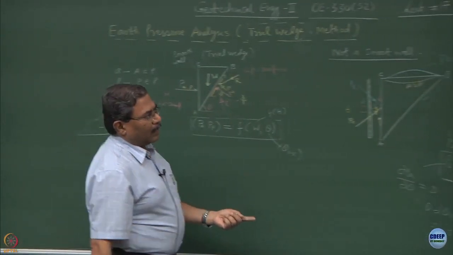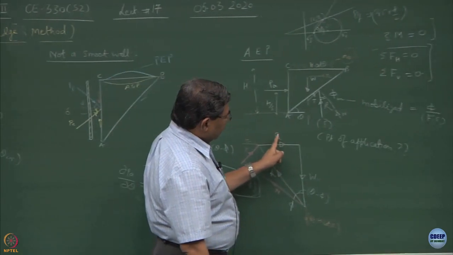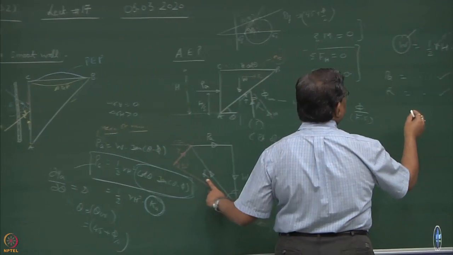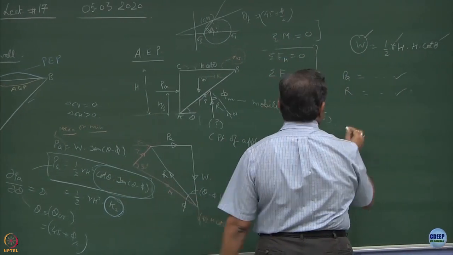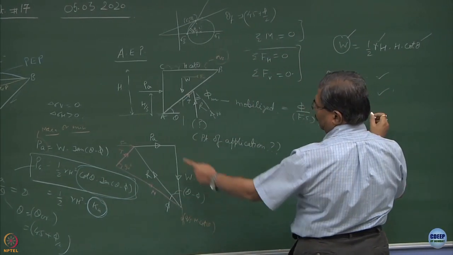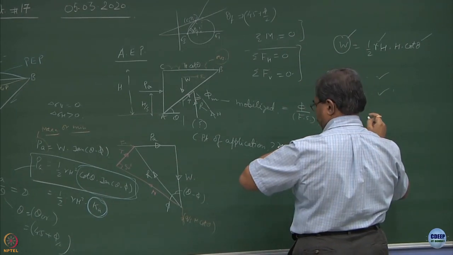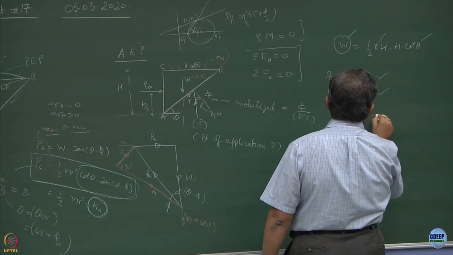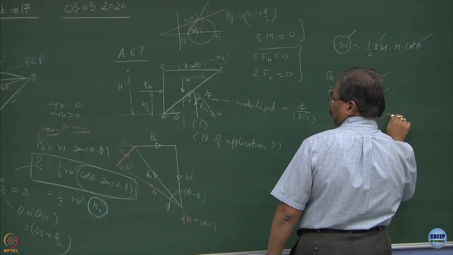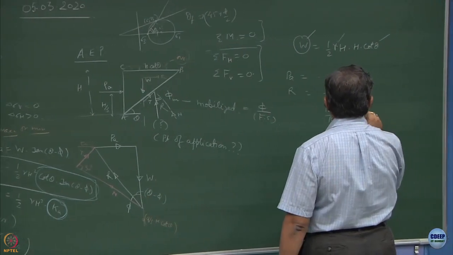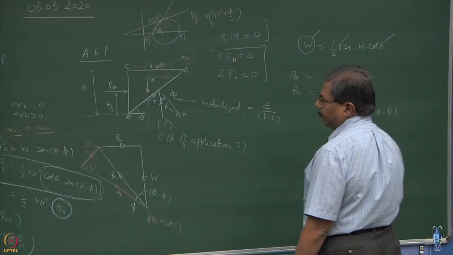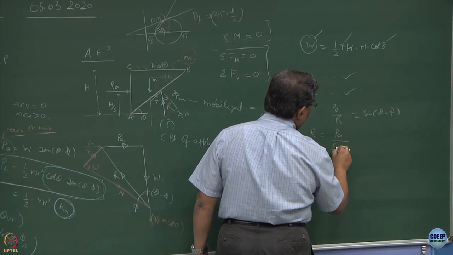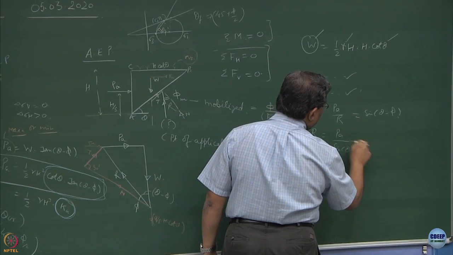Now, if you want to compute R, it is not difficult because there is a relationship between P A, W and R also, is it not? Suppose I write an expression, you can do it this way and compute the value. P A upon R will be equal to sine of theta minus phi. So, R should be equal to P A over sine of theta minus phi, that is it.